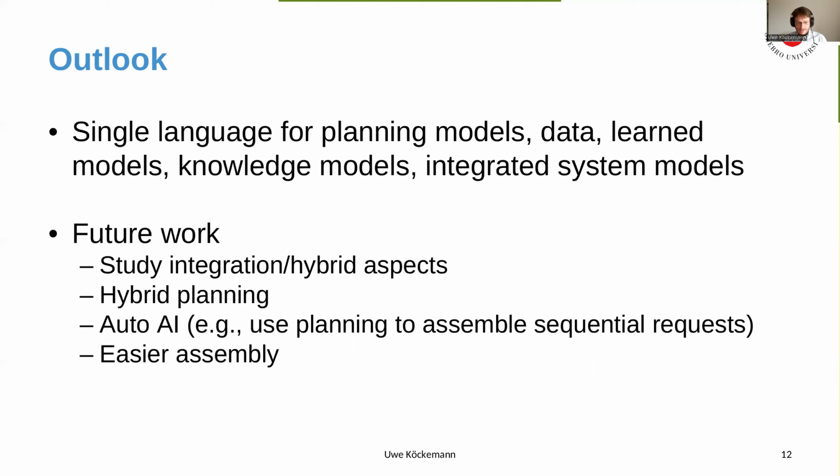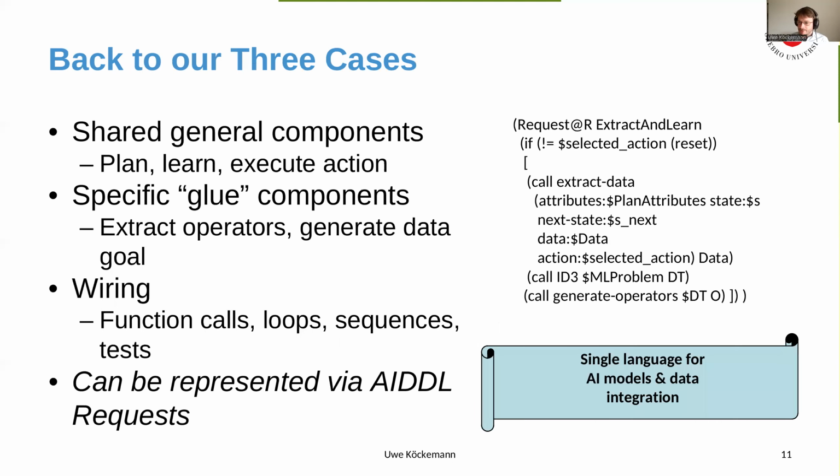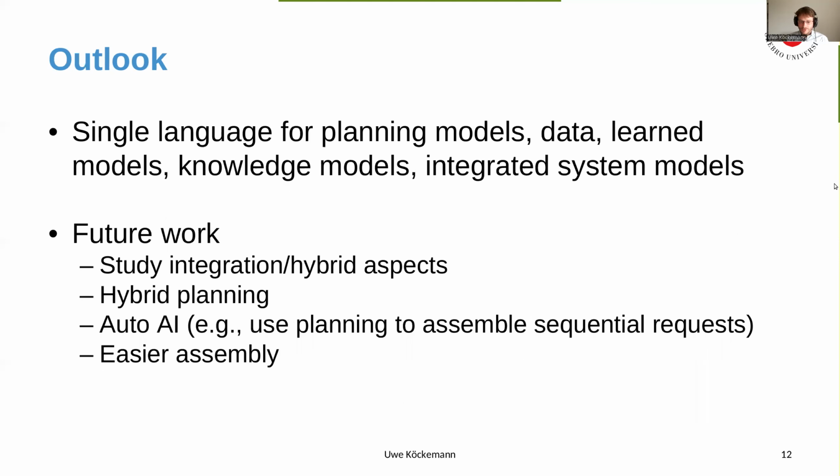Another really interesting thing that this opens up is possibilities in auto AI. For instance, using planning to assemble these kinds of sequential requests that we saw before. If each call in this sequence on the right side is an operator, then maybe we don't have to write the sequence ourselves. We can just generate it in a goal-based way. And of course, easier assembly. Ideally, I would like to put an assembled system together by just dragging and dropping into some graphical user interface, and then basically having this model written for me behind the scenes.